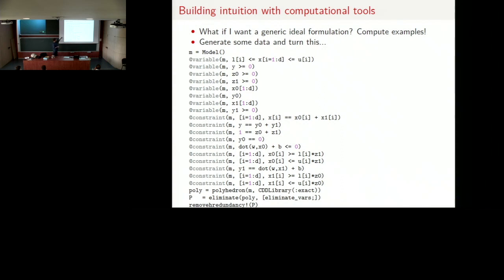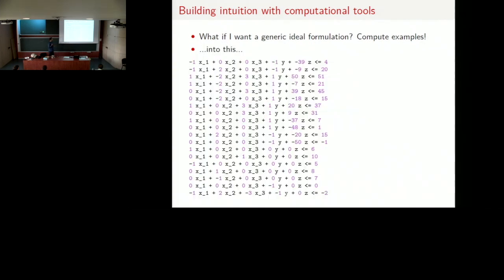So what I'm going to do is build up this JuMP model with all these inequalities. And at the end, I'm going to project out all the additional variables that I don't want, and look at what this convex hull object looks like. So I choose some data, I print it out, and this is what the convex hull looks like. I have a bunch of inequalities.